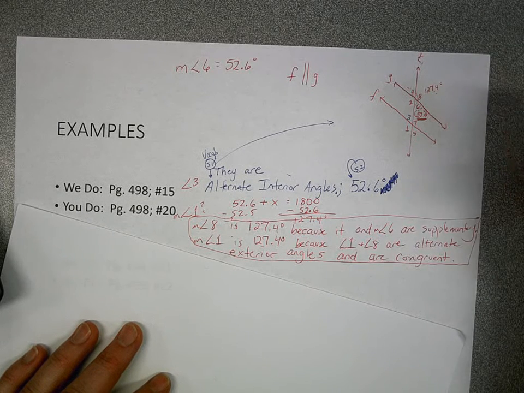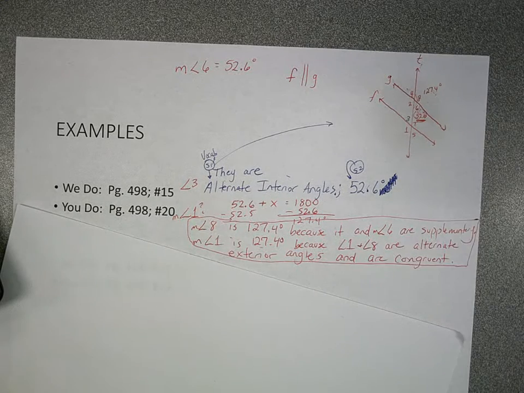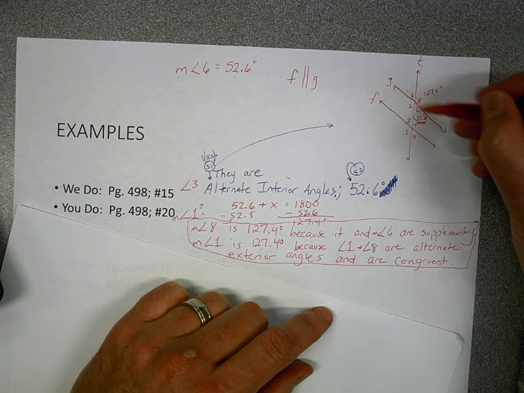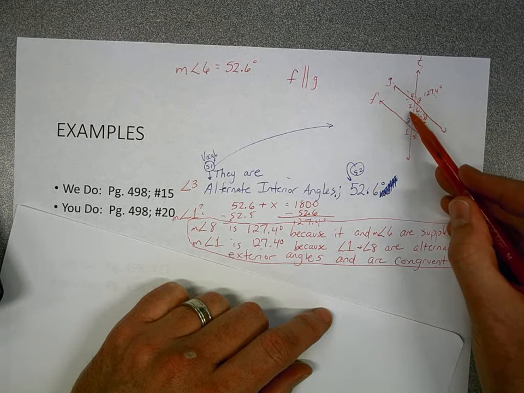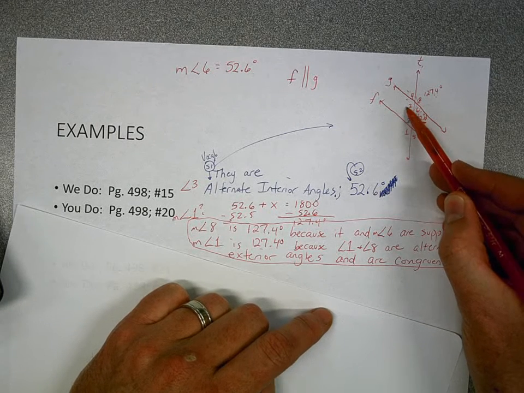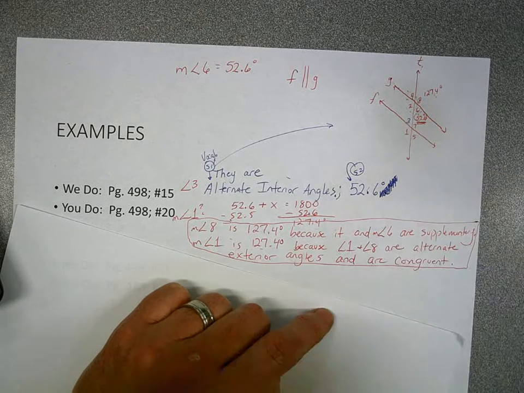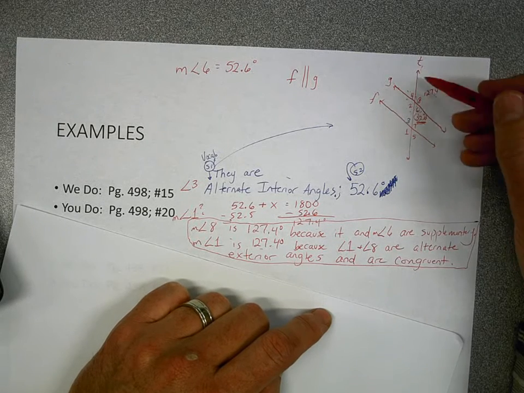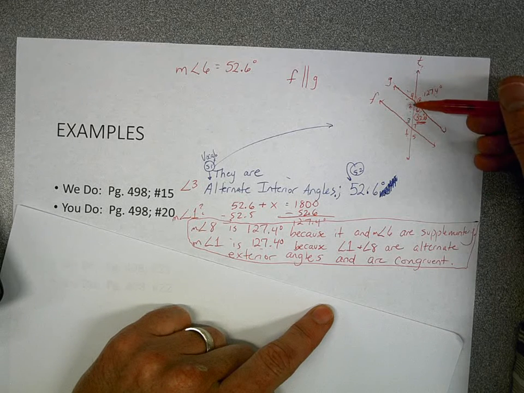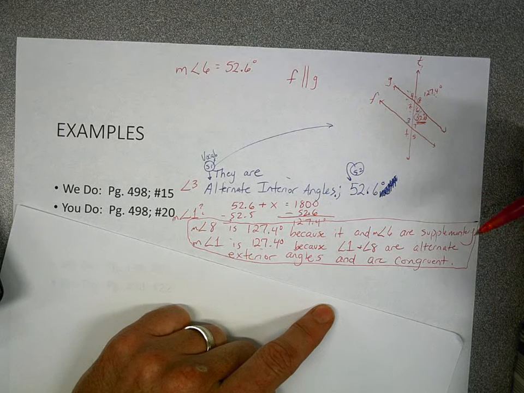6 and 2. What else I was going to say is if 6 is 52.6 degrees, they are supplementary. Look at 2. 2 would have been 127.4 because they're supplementary. I would have done the exact same calculation. But my second part would have been angle 1 is 127.4 because 1 and 2 are corresponding angles, meaning they're congruent. So that would have been another way I could have solved it.